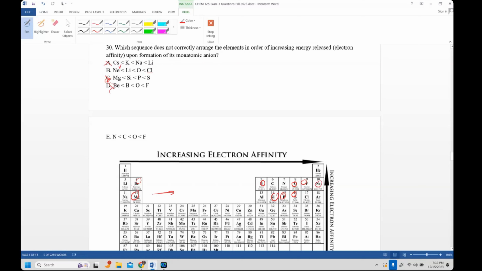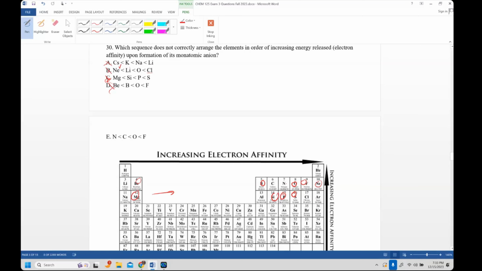Lithium can gain an electron pretty easily. It can go from +1 and then gain one, at least easier than neon. Oxygen can gain one pretty easily as well, so it'll release a lot of energy and become more stable when it does. Chlorine, even better. Chlorine can gain one electron and become a noble gas configuration, which will release a lot of energy because it's happy. So in that case, this is actually a correct sequence.